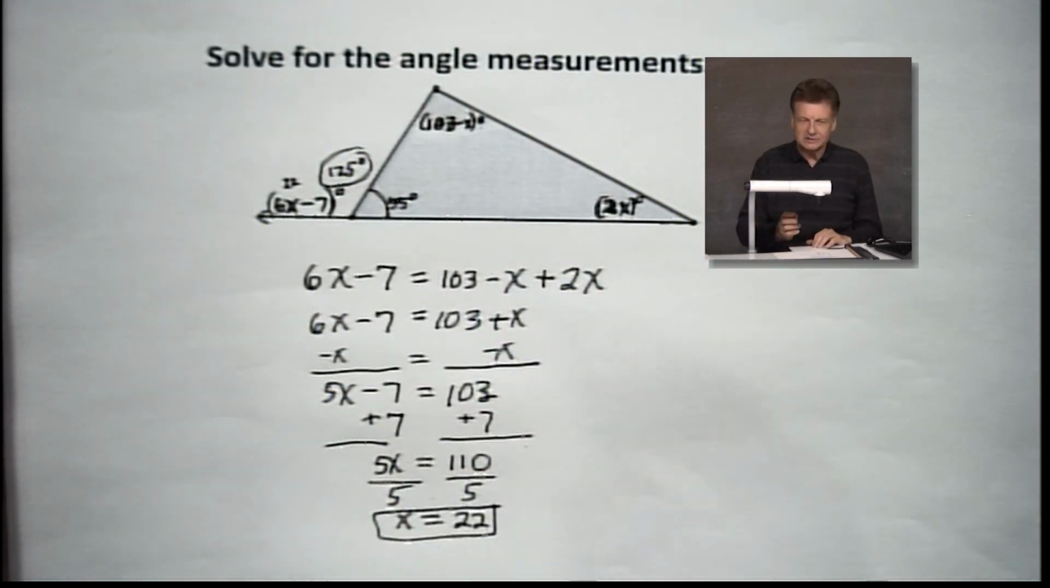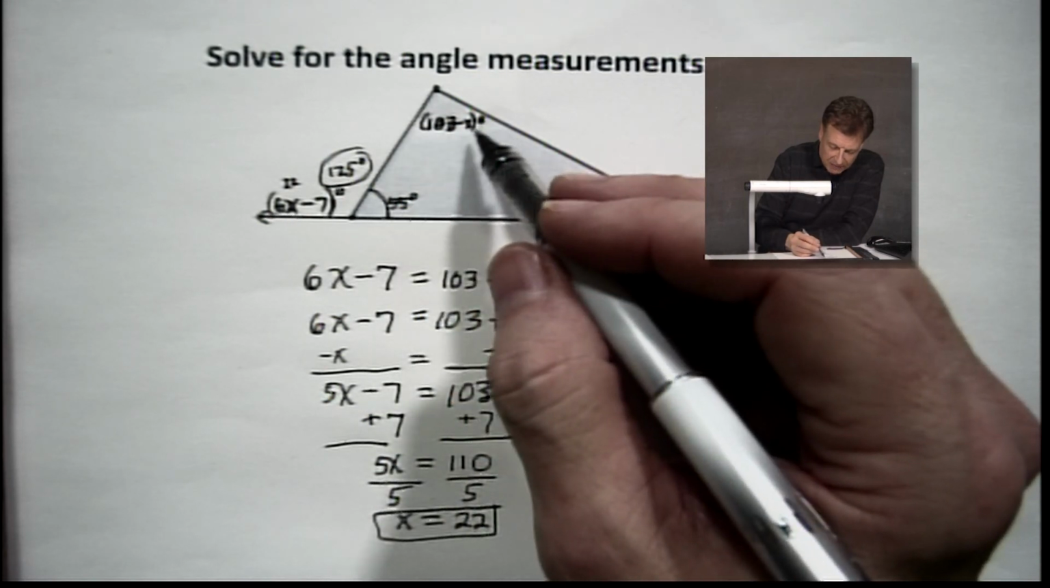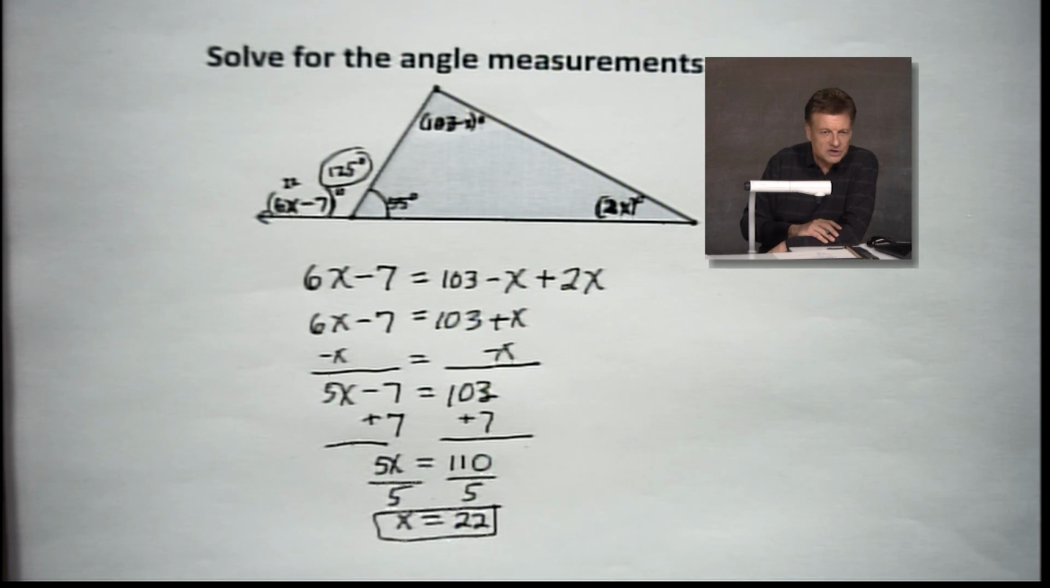What's that angle right there that doesn't have anything on it? You've got to go, wow. There you go. Figure out the next one up here, the top angle, how about it? 103 minus 22. Those are some of those where it makes my heart kind of beat a little bit.